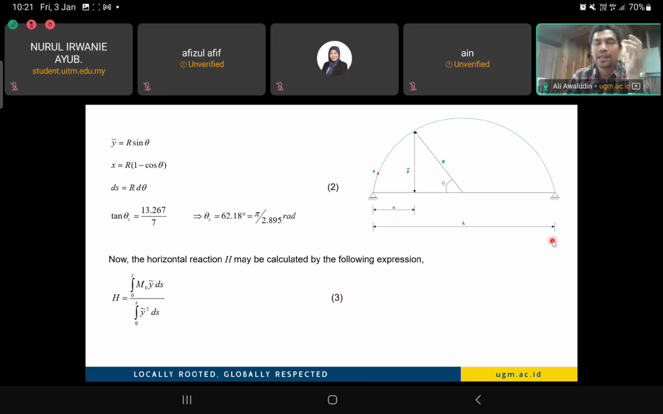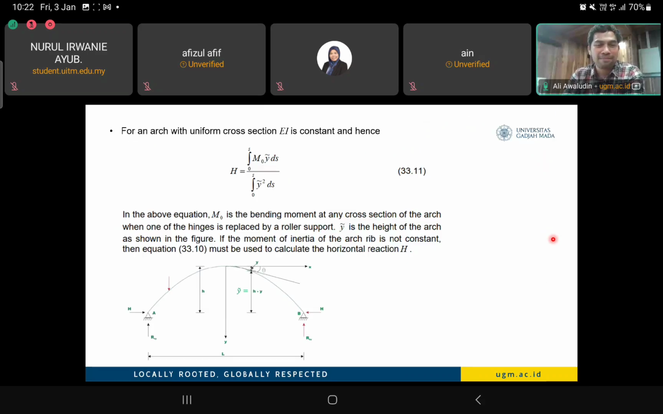This kind of formulation is still applicable no matter whether the curve is a circle or not. The formulation of finding the horizontal force H is still the same. The thing that may not be so easy is formulating the bending moment M and also the normal forces N. Determining the functions of moment and normal forces may not be so easy. But the formula remains the same.